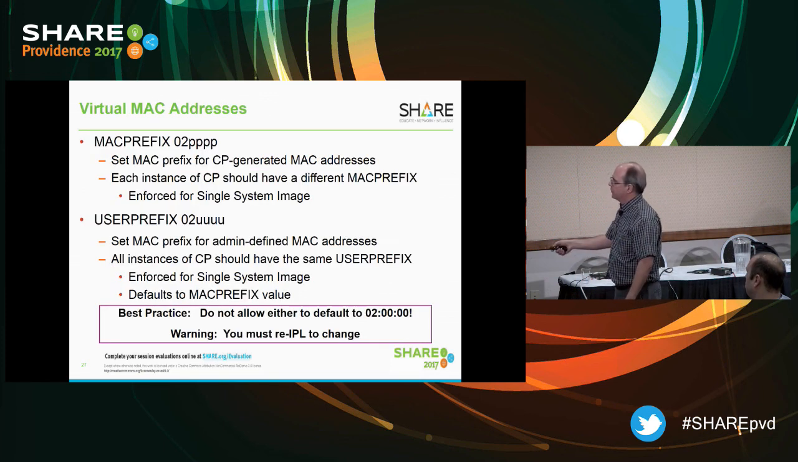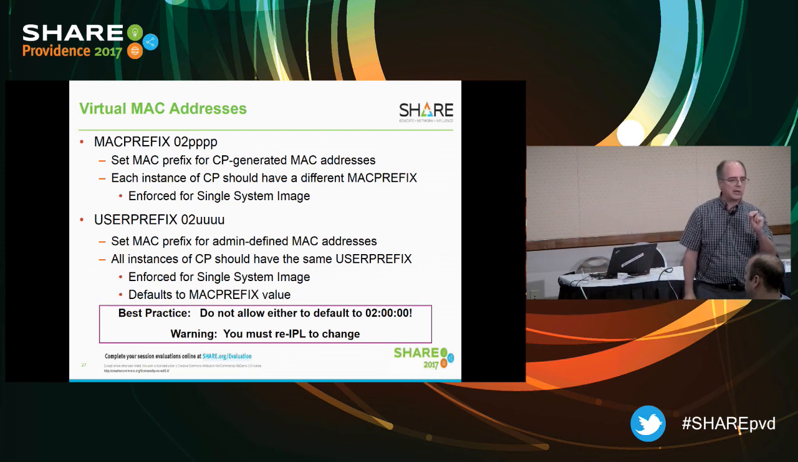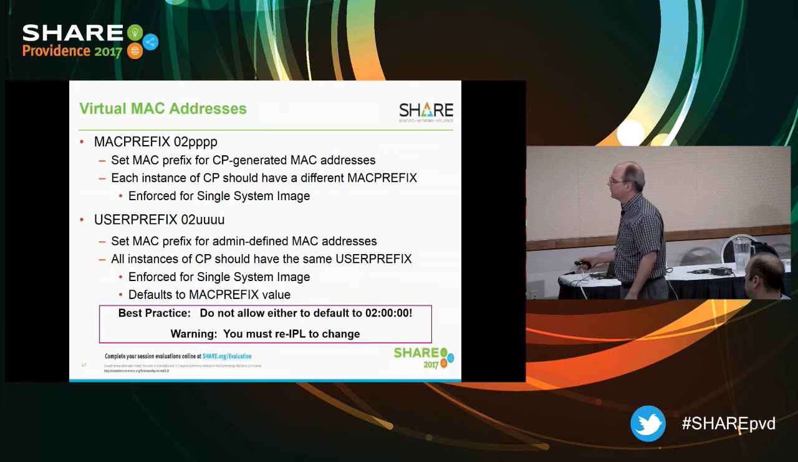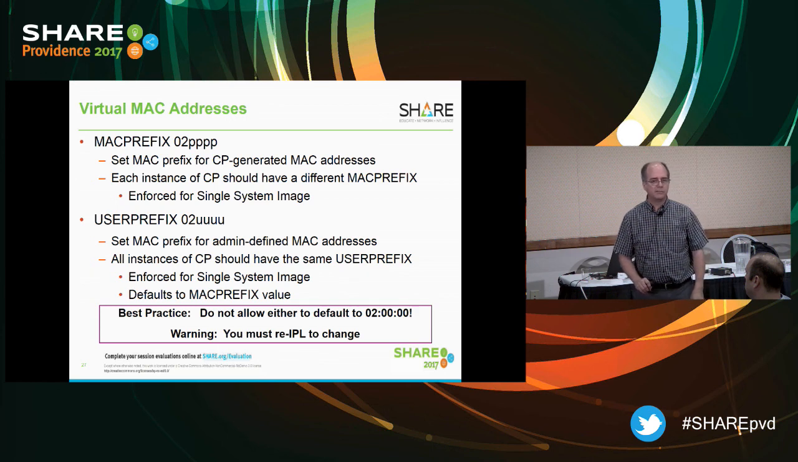All right. So my best practice for those is do not allow them to default. They will default to 020000, in which case I can't tell what LPAR it came from. It tells me you screwed up. So one of my deployment checklist items says VMLAN is not defaulting, or does not have 020000 in it. And if you want to change it, you have to re-IPL. So get it right the first time.